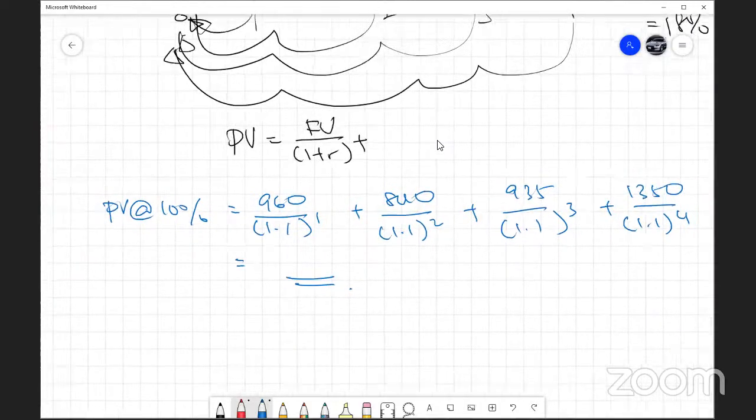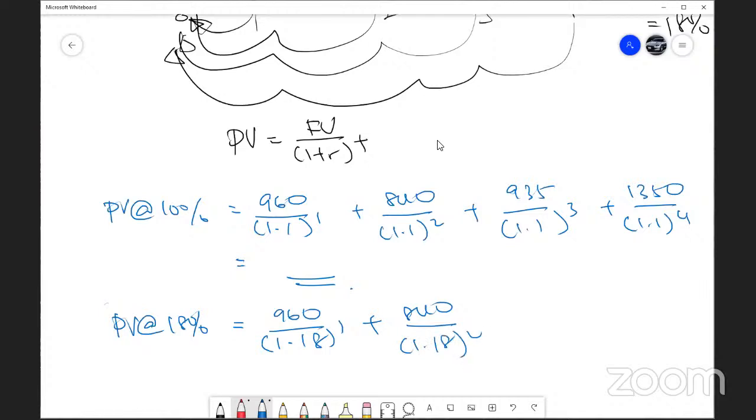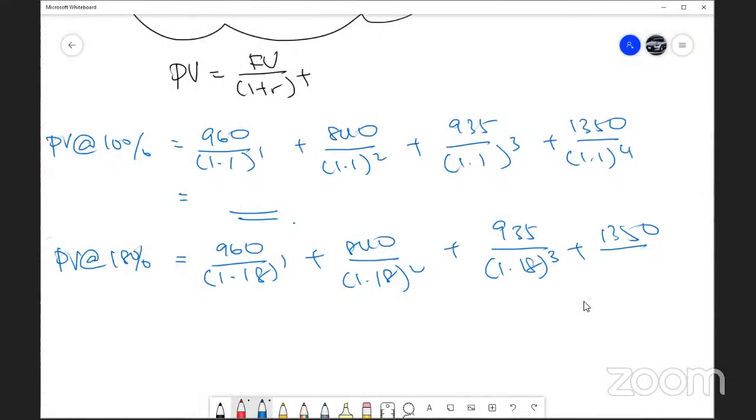Repeat this, assuming that the discount rate now is 18% instead. So 960 divided by 1 plus 0.18, which is 1.18, 840 divided by 1.18 power of 2, 935 divided by 1.18 power of 3, and 1350 divided by 1.18 power of 4.